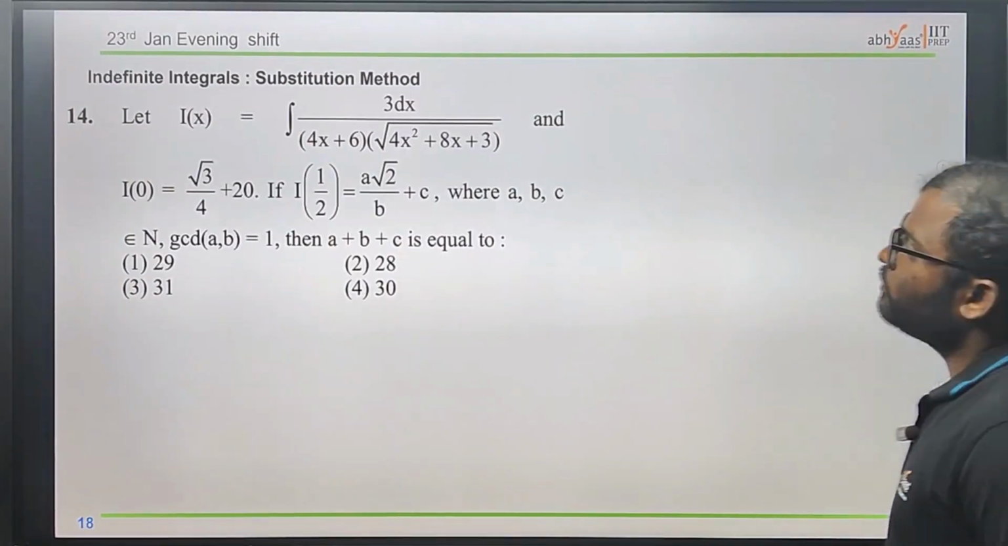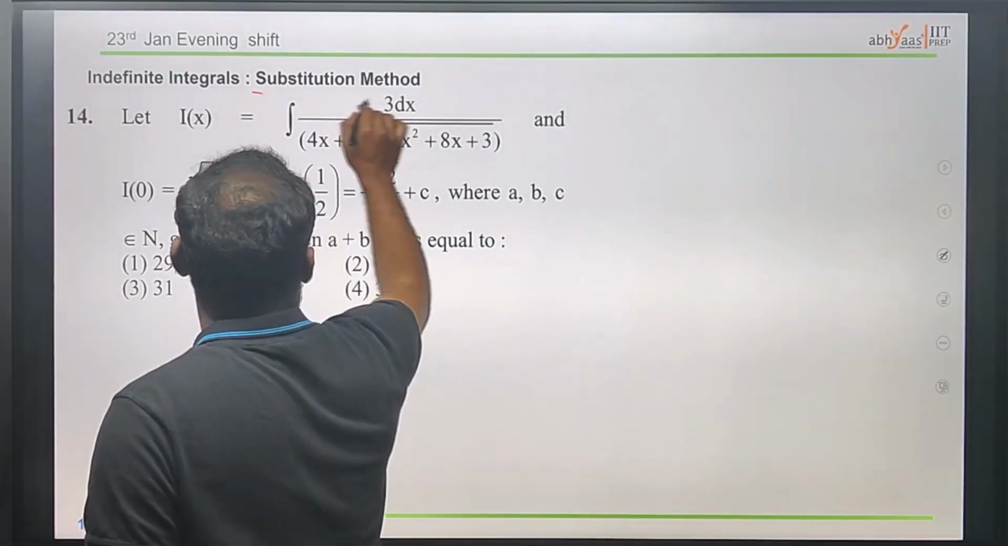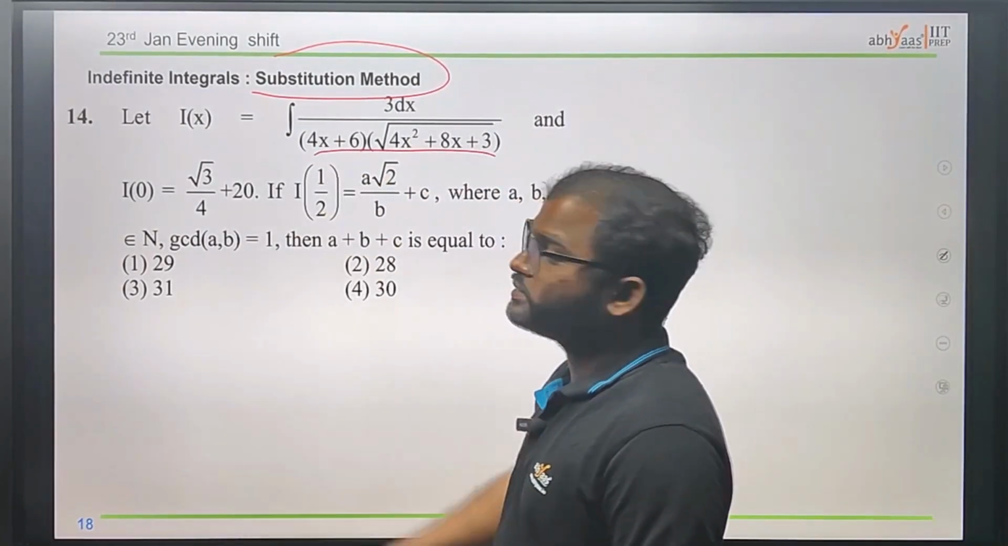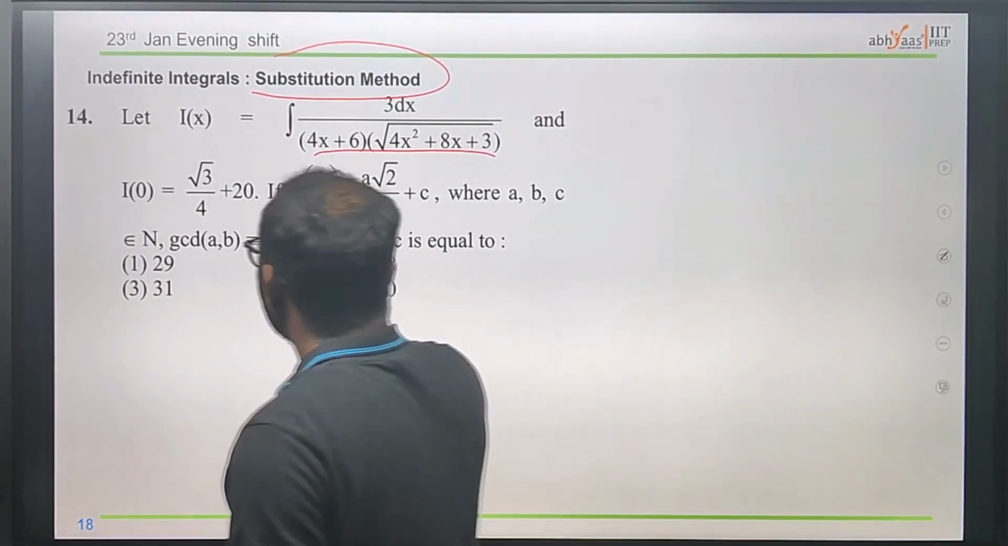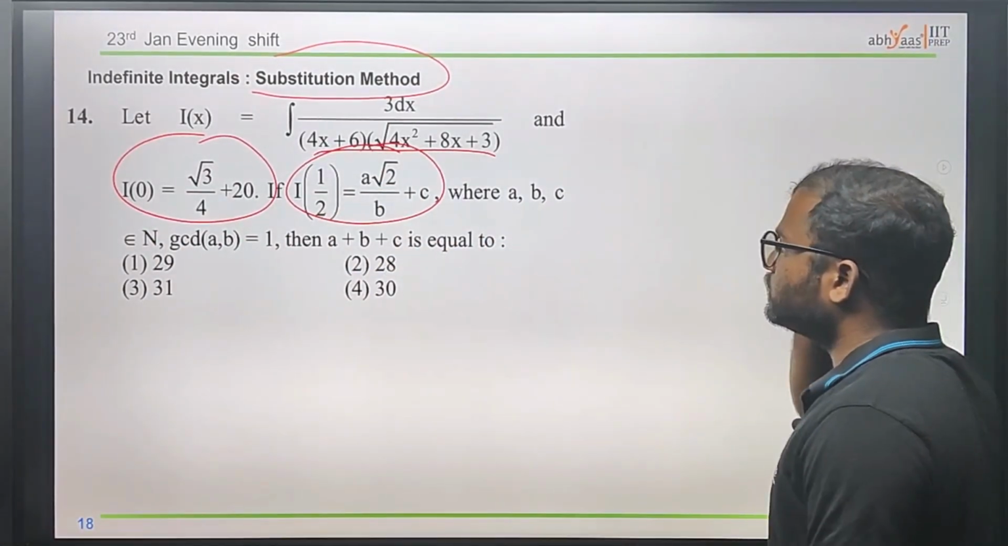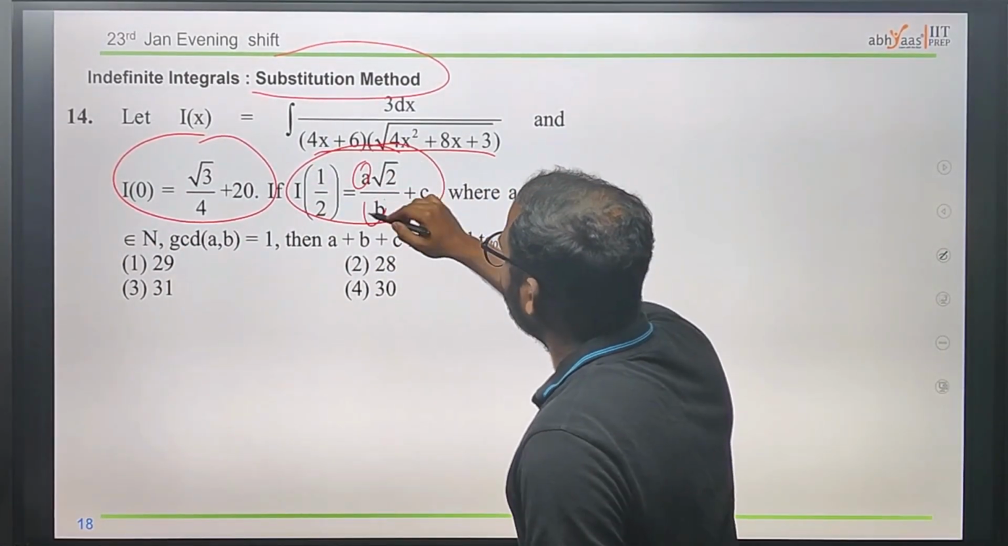Now next we have indefinite integrals, using the substitution method. Here we can easily see what question is asked. I of 0 and I of 1 by 2 are given. We need to check, and after doing that, we have to find a, b, c.